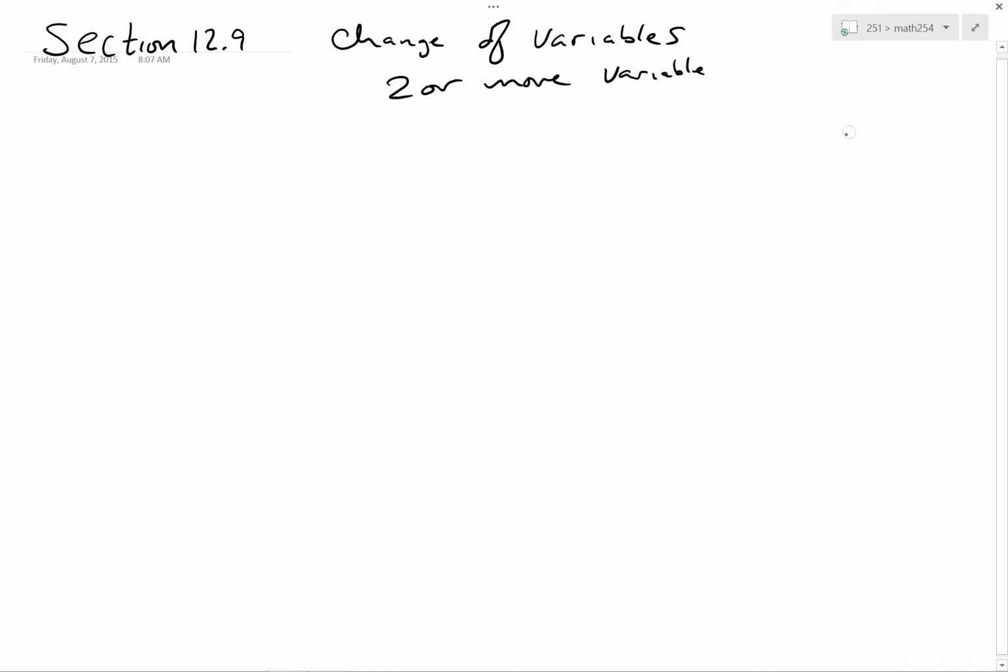Okay? Back in Calc 1, you always said we're going to exchange x for u. So u is some function of x, and then du, of course, is some f prime of x times dx. And so the idea here is it's not a one-to-one swap.